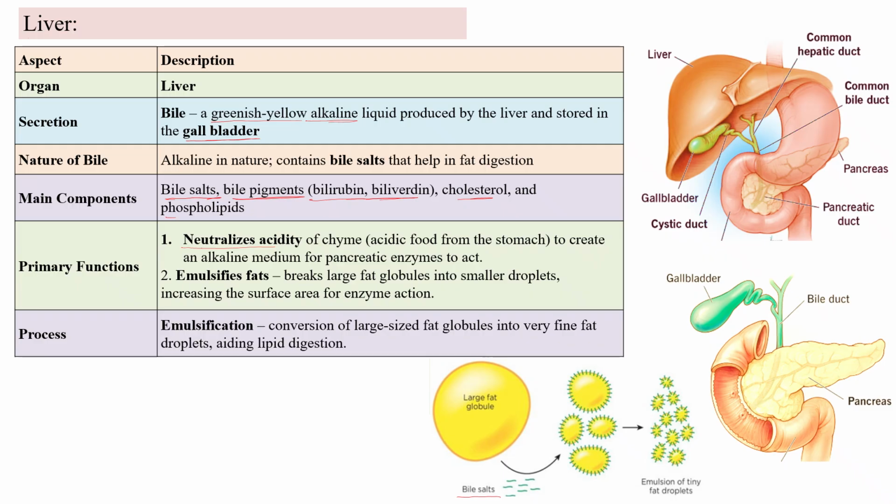So what is bile doing? It is neutralizing the acidity of chyme and creating an alkaline medium for the pancreatic enzymes to act. And secondly, it emulsifies fat, that is breaks large fat globules into smaller droplets, increasing the surface area for enzymatic action. Emulsification, I already told you, the conversion of large size fat globules into very fine fat droplets is known as emulsification.